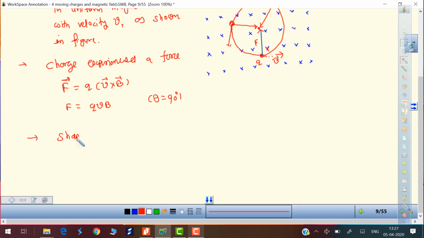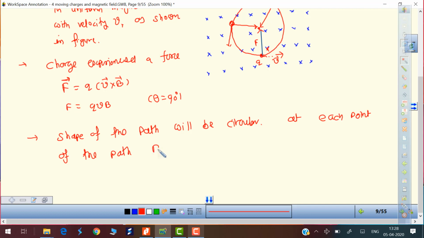The shape of the path will be circular. At each point of the path, this magnetic force is perpendicular to the path, or you can say the instantaneous velocity. Okay.